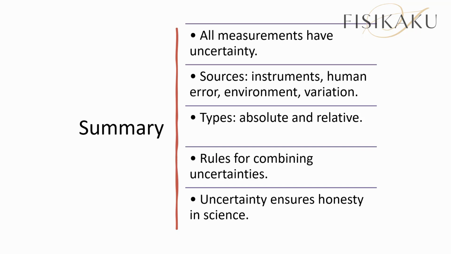Every measurement carries uncertainty. Uncertainty comes from instrument limits, human error, the environment, and natural variation. It can be expressed as absolute or relative. There are rules for combining uncertainties in calculations. And most importantly, stating uncertainty makes science honest, accurate, and transparent. In short, uncertainty is not a weakness of measurement. It is the very thing that makes measurement scientific.